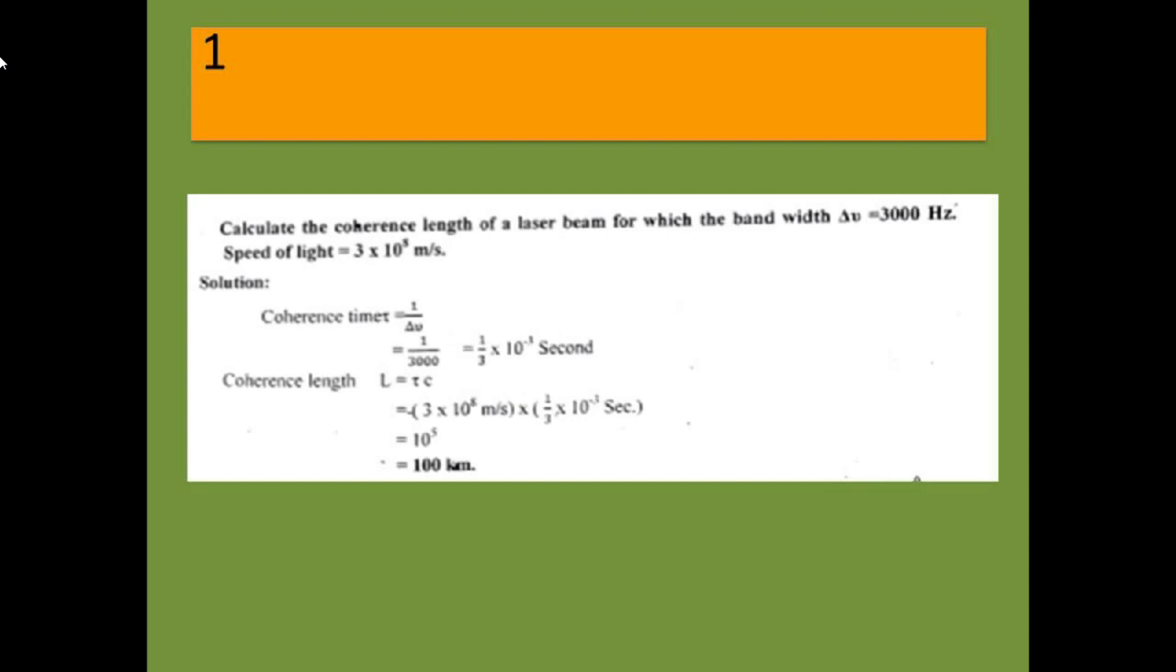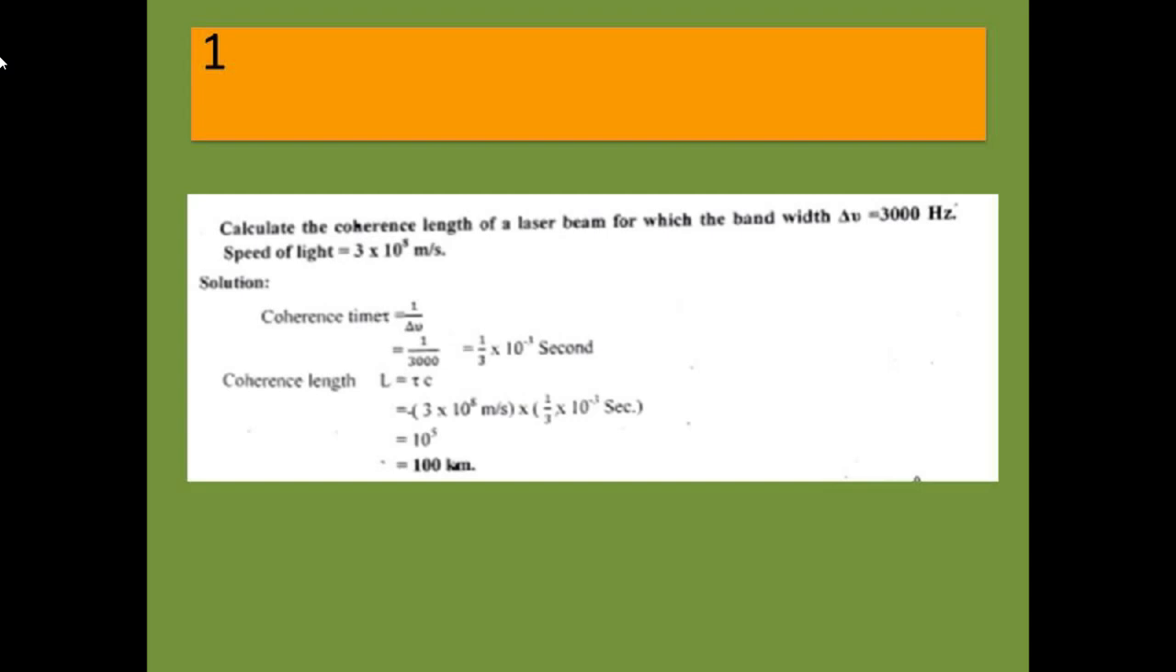The formula for coherence length is L is equal to tau into C. Before that we should know what is coherence time. So the formula for coherence time is tau is equal to 1 upon del nu is equal to 1 upon 3000, which will give you 1 upon 3 into 10 to the minus 3 second, and then later on you can substitute the value of tau in the coherence length formula, that is L is equal to tau C.